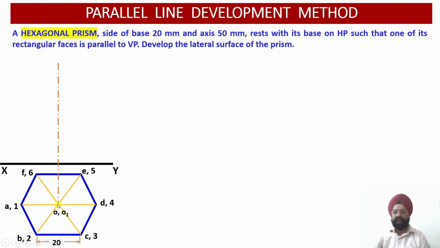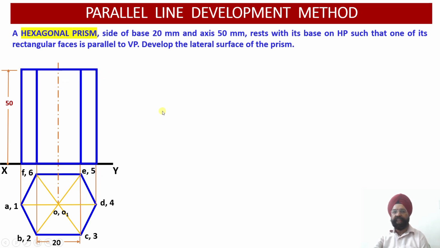Having worked out the axis O and O1, O will be the top point of the axis, whereas O1 will be the bottom point of the axis, as usual. Now we know the axis height. The height of the axis is equal to 50 millimeter, so we draw the 50 millimeter axis height. The moment we draw the axis height, we know the construction of the prism.